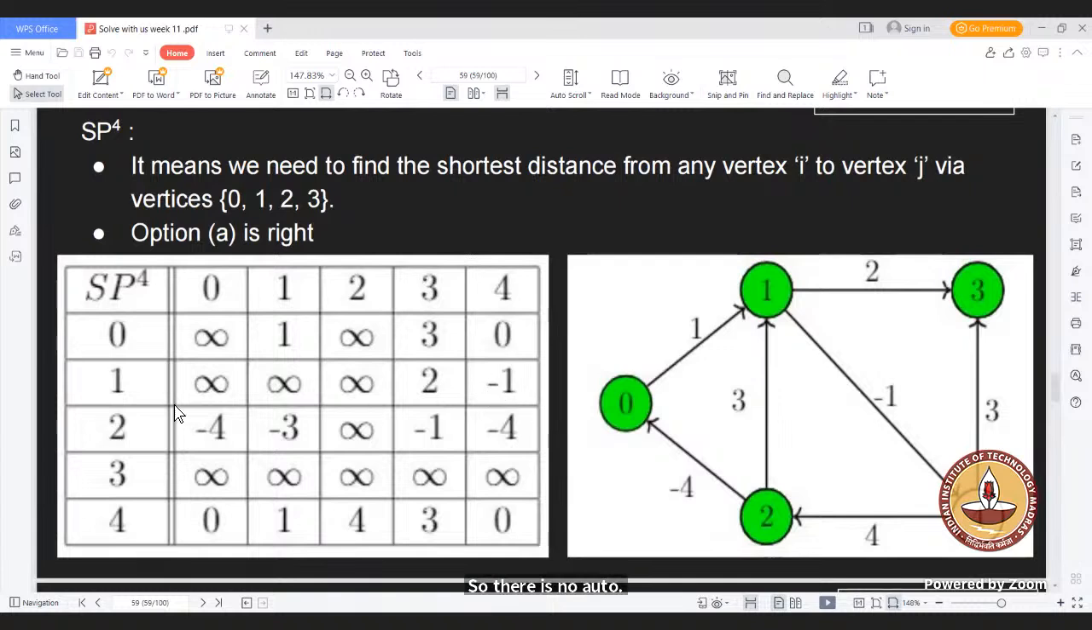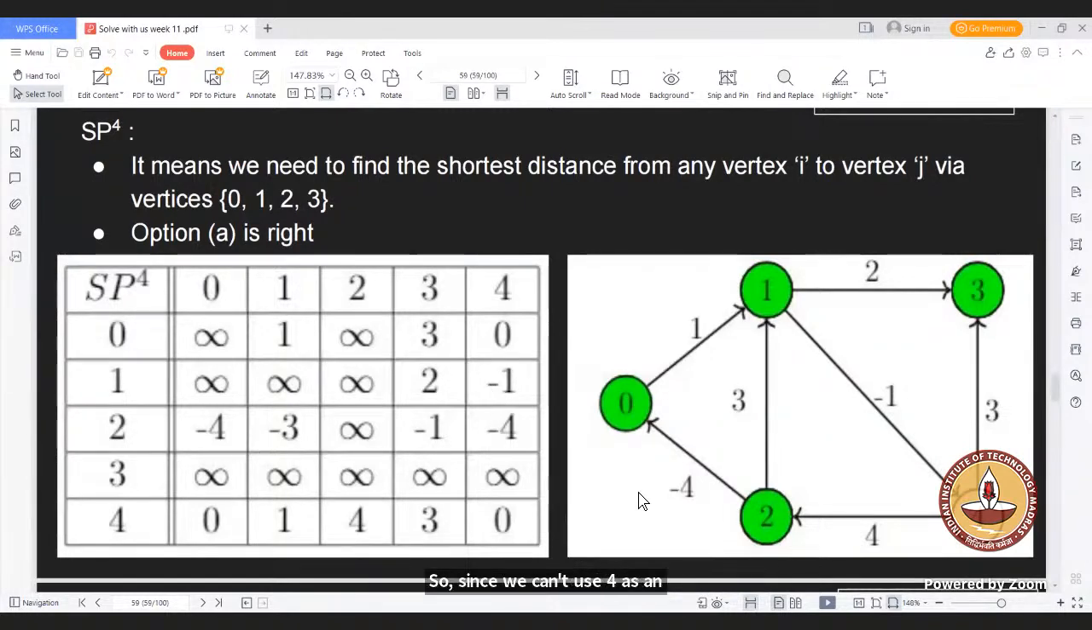Okay, and we'll see for 2. 2 to 0 we can go in -4 units, and 2 to 1 we can go in -3 units. So 2 to 0 and 0 to 1, which will be -3 again. So 2 to 2 we can't come again because we have to use 4 as an intermediate to come back to 2 again. Since we can't use 4 as an intermediate, it is infinity here.